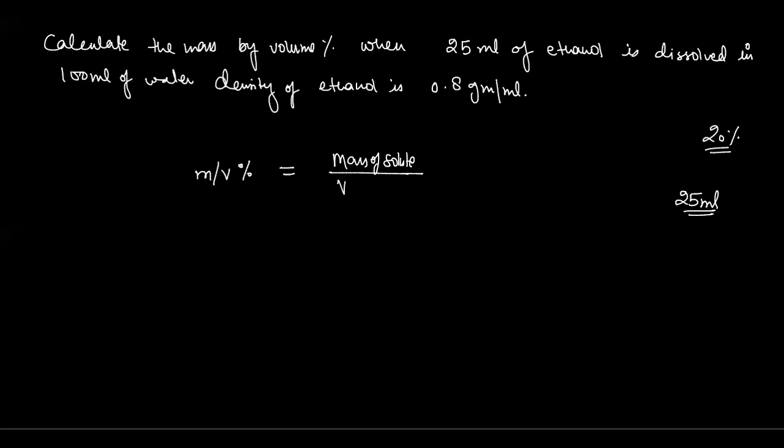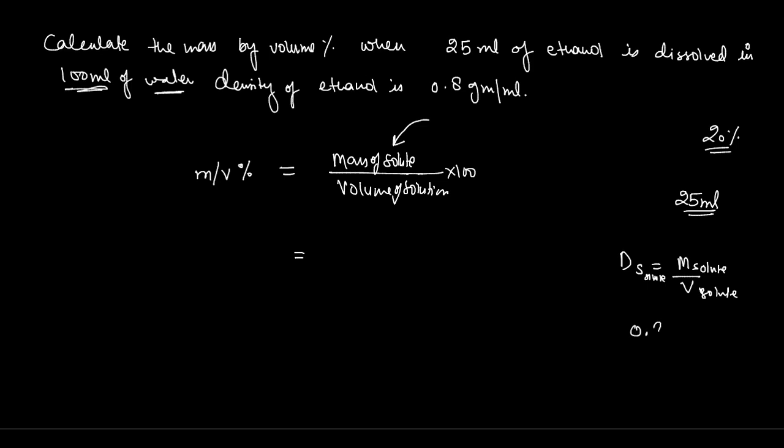Here you need the volume of solution into 100. But here the volume of water is given, the volume of solution is not given to you. So first of all, we need to calculate the mass of solute. And how can we calculate the mass of solute? Density of solute is equal to mass of solute upon volume of solute. Here the density of ethanol is given to you, and that is 0.8. So we will write here 0.8 into the volume, 25, is equal to mass of solute. It will give you the mass of solute.